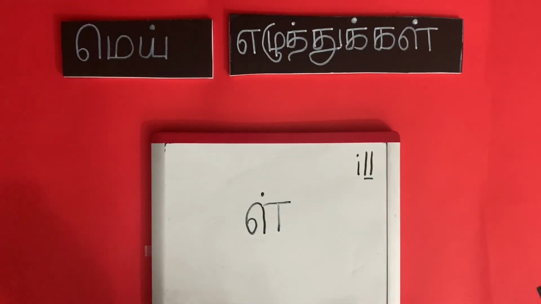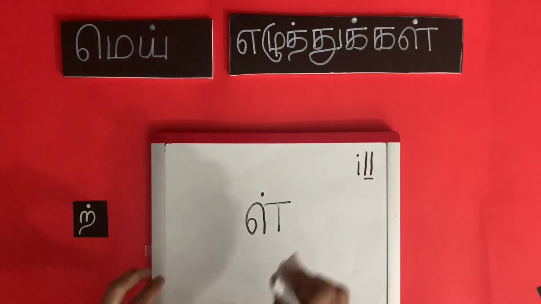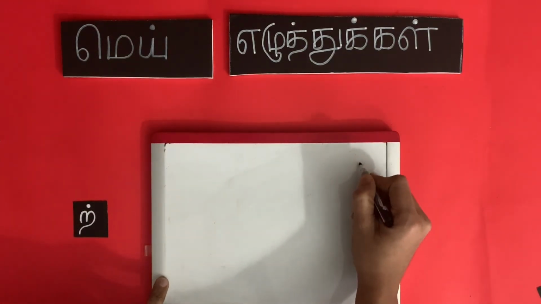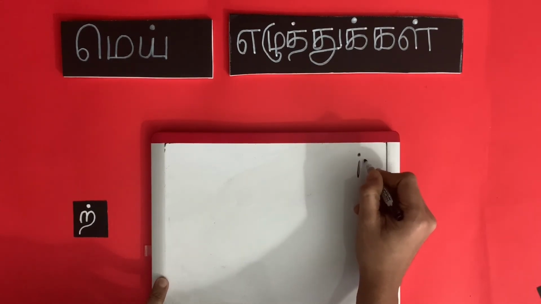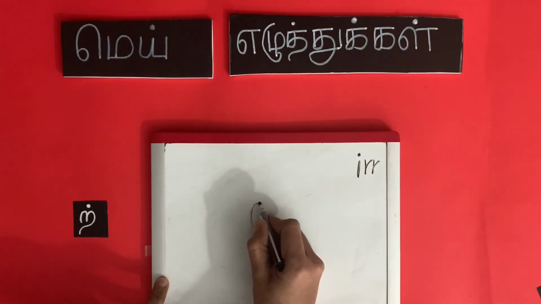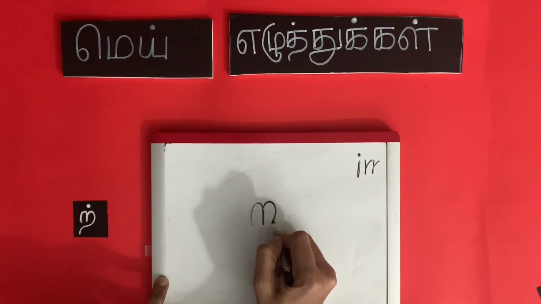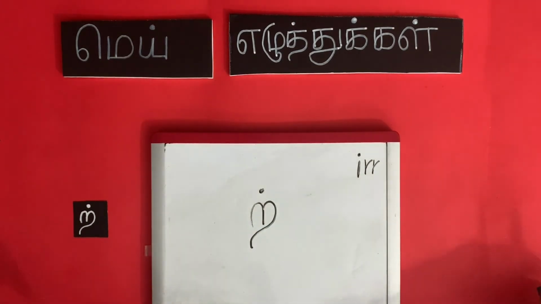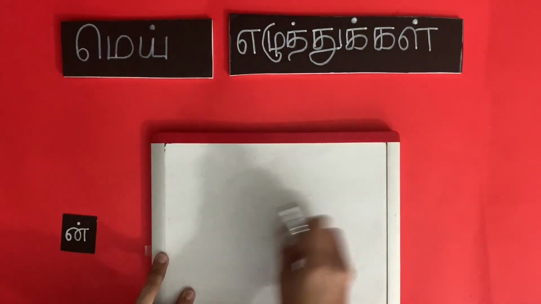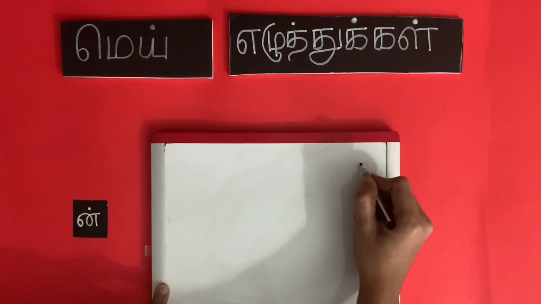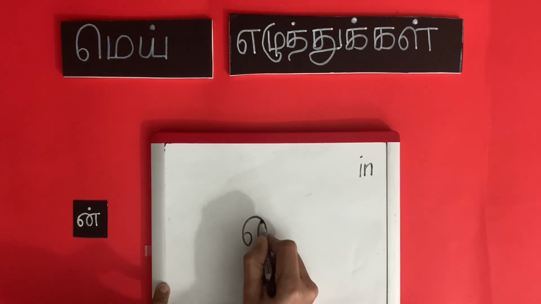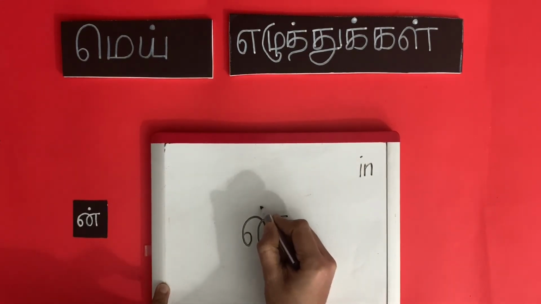The next letter is going to be year. What is it going to be? Year. And the last letter is going to be in. So how do we write in? It is going to be e n in. So how do we write this? Make one round, another round, straighten down, put a straight line and a dot.